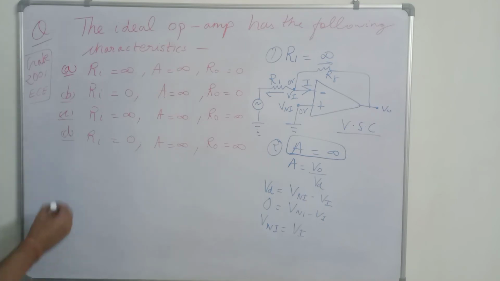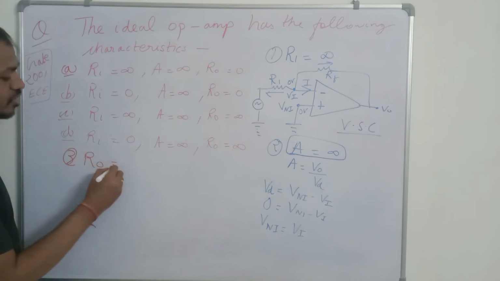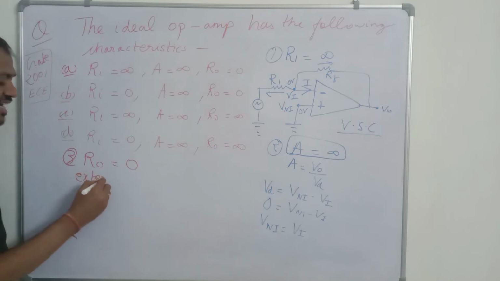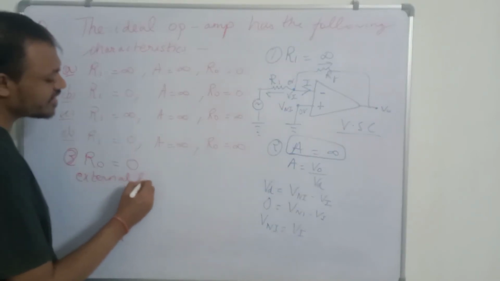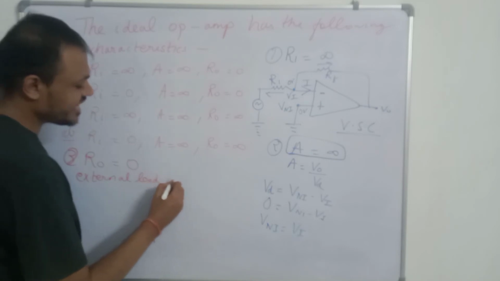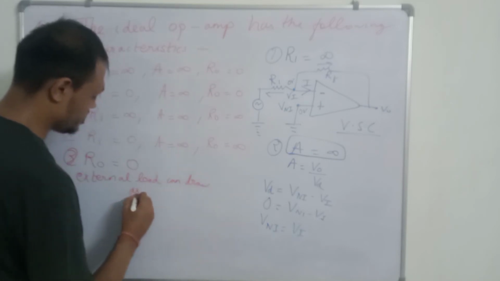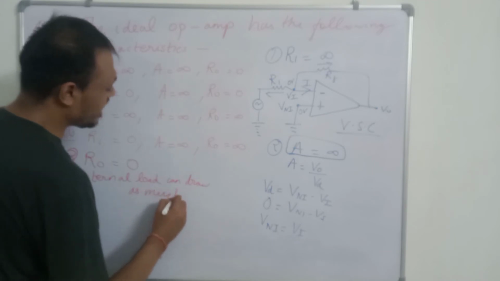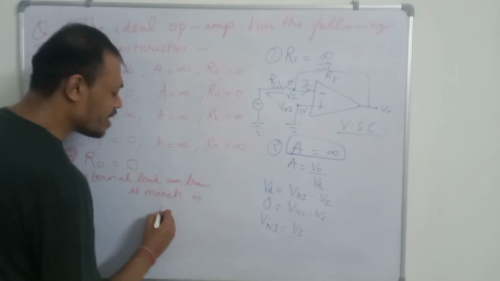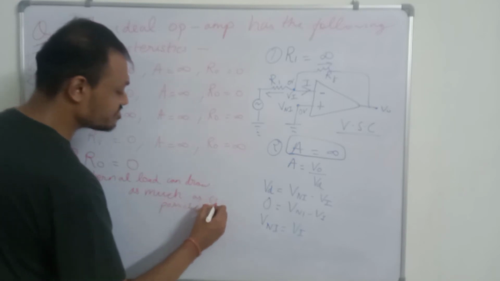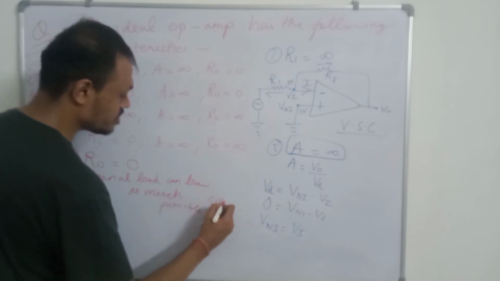Now the third point is that the output impedance R0 of the ideal op-amp is 0. So if we connect an external load, it can draw as much current as possible, because the output impedance of the ideal op-amp is 0.